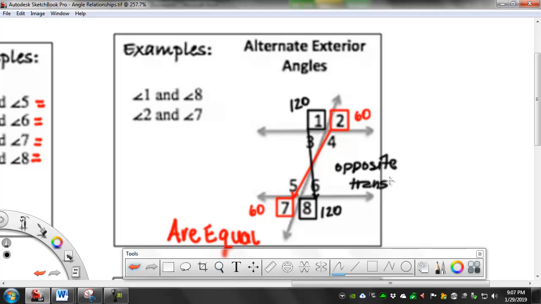You can also see the linear pair that exists between those two on the bottom and the top. So it forces angle 2 to be congruent with angle 7 and angle 1 to be congruent to angle 8. So alternate means on opposite sides, exterior meaning on the outside. And they are equal.